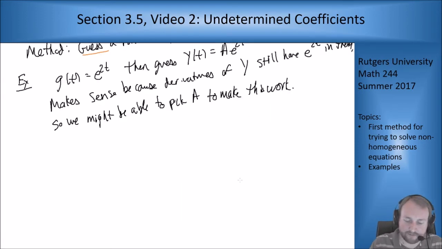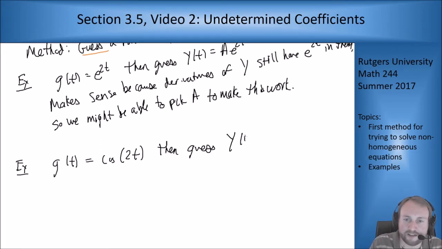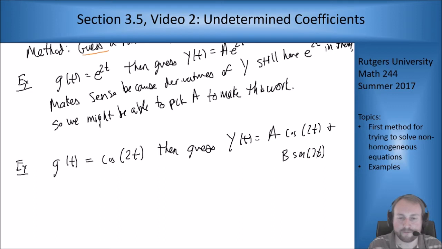So second example, say g of t is instead cosine of 2t. Then what should we guess? Well, then we guess y of t is A cosine of 2t plus B sine of 2t. Now your first thought would be, let's just guess A cosine of 2t. But the issue there is when you take a derivative, then you land on a sine. And if there isn't a sine on the right-hand side, that sine's never going to go away. So you need to also put the sine term in there to give you the ability to cancel out the other sine terms, sort of is the motivation there.